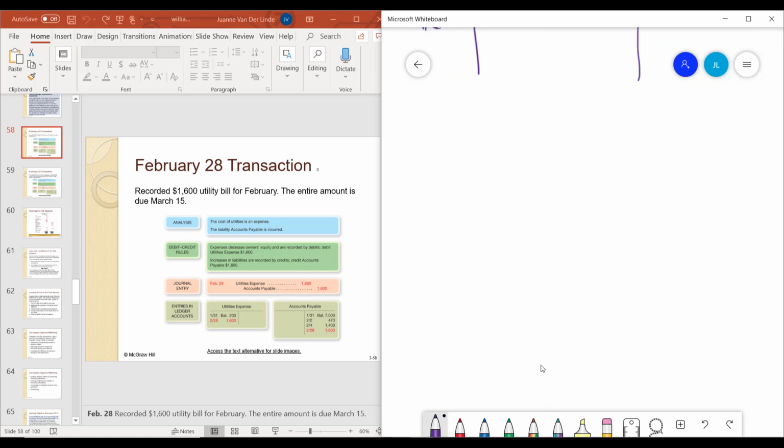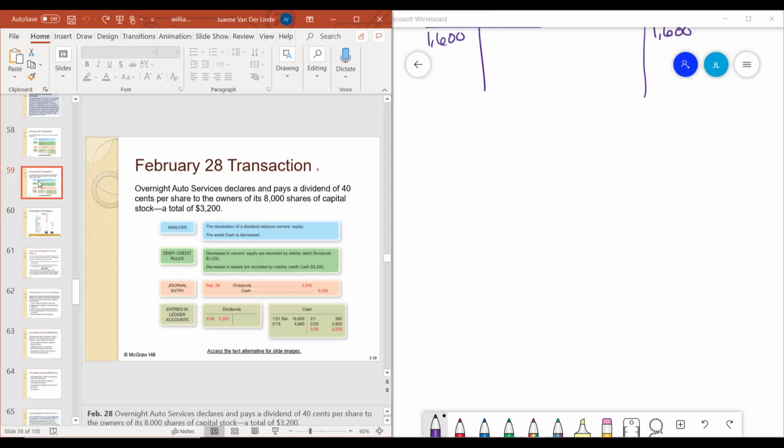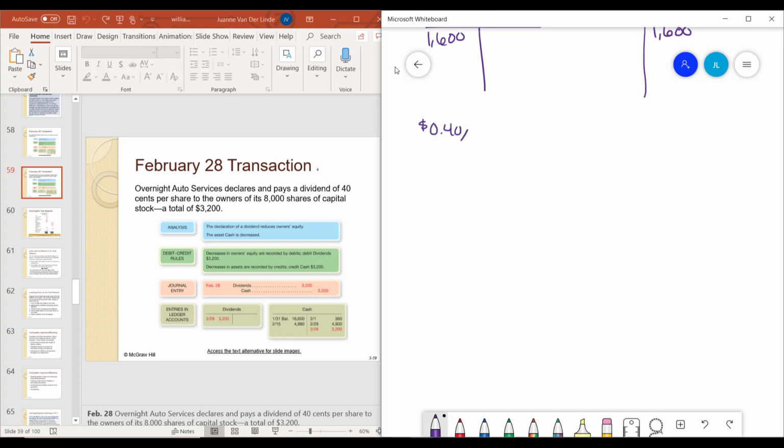This thing will move. There we go. It looks like this might be our last transaction. It says Overnight Auto declares and pays a dividend of 40 cents per share to the owners of 8,000 shares of capital stock, a total of $3,200. So if they're paying 40 cents a share and there's 8,000 shares, that's where they're getting that $3,200. So that's how much dividends they're having to pay.